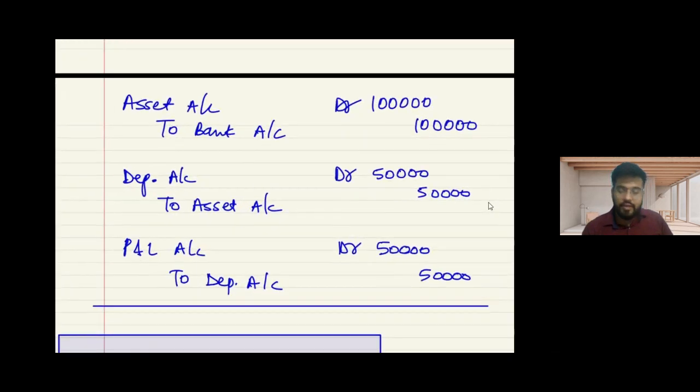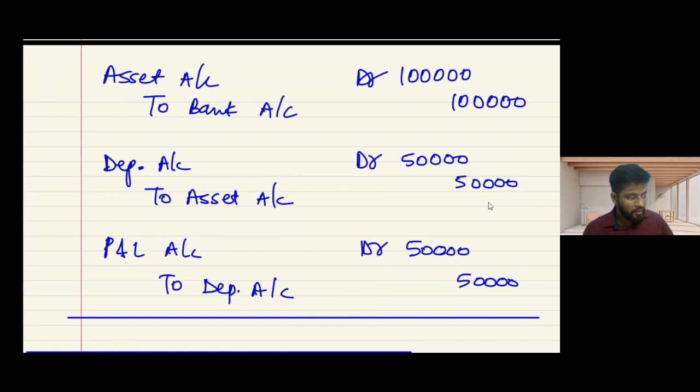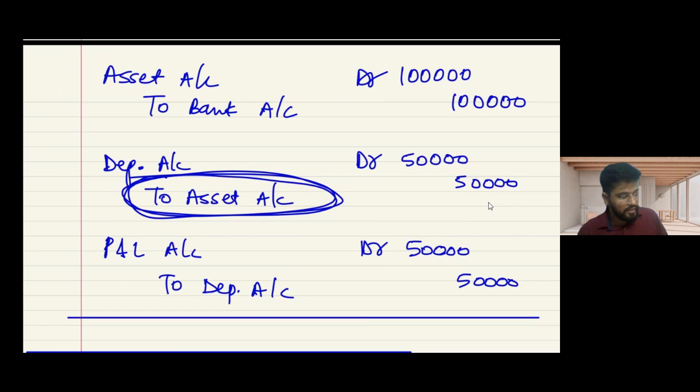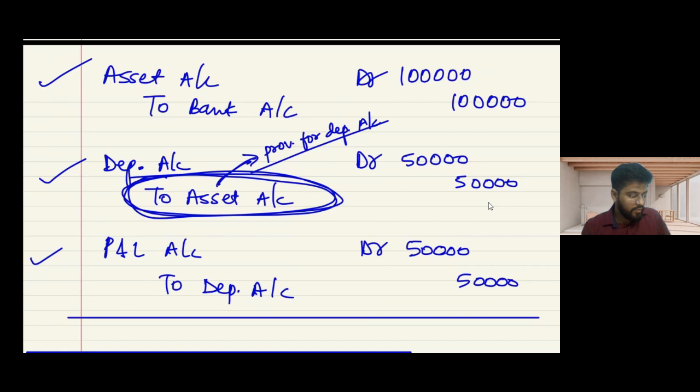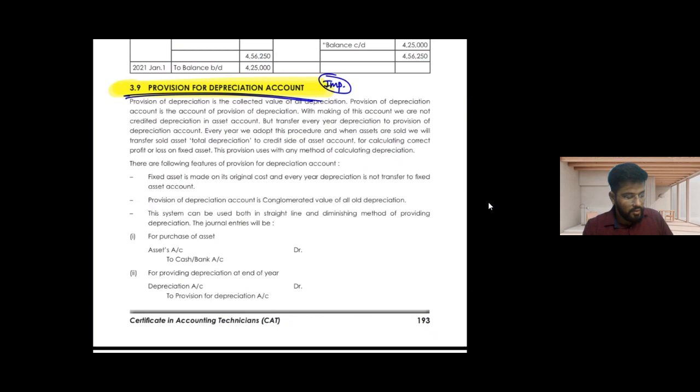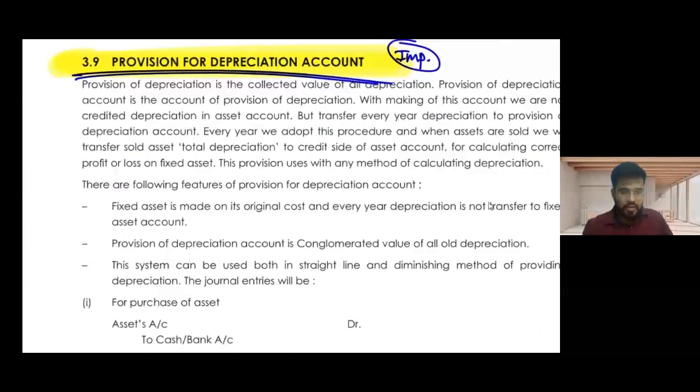So what change do I need to do in the journal entry? Instead of reducing the value of the asset, we will transfer the depreciation to an account called provision for depreciation account. And then the P&L transfer is the same. Only this account will be created and your first entry will also remain the same. So that is the change which we are doing in the provision for depreciation account.